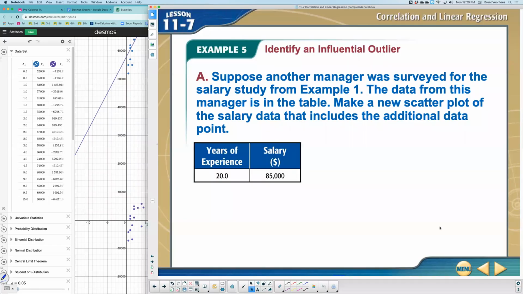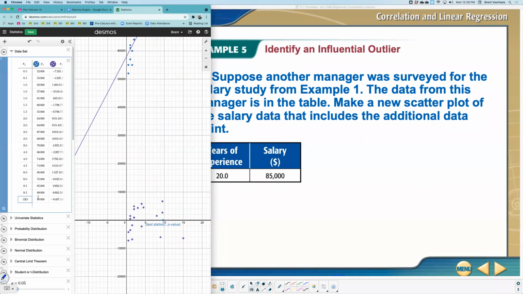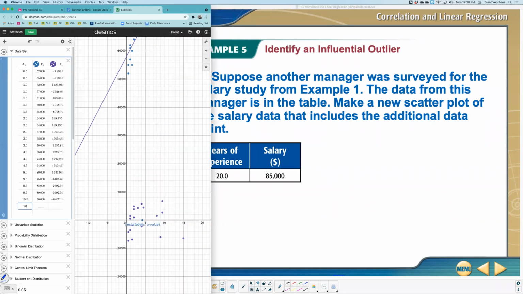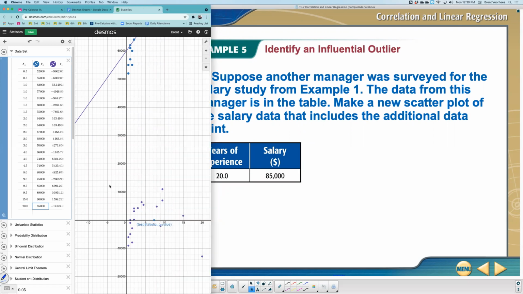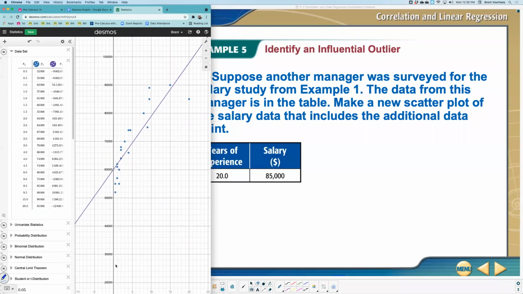All right, example 5. It says, suppose another manager was surveyed for the salary study from example 1. The data from this manager is in the table. Make a new scatter plot of the salary data that includes the additional point. So we need to add a point here. We're going to say they have 20 years of experience and they make $85,000. Once I do that, all my data shifted around. So we've made the new scatter point, and here it is, right there.